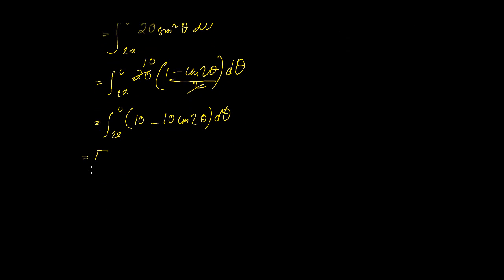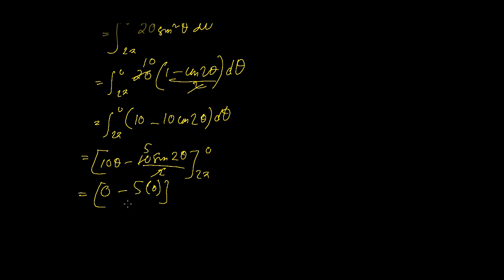So now if we integrate, 10 is going to be 10 theta minus 10. The integration of cos 2 theta is going to be this divided by 2, chain rule. So 2 5s are 10. Now if you put the limit, 10 zeros are 0 minus 5 sine zeros are 0, so that means 0. Now if you put 2 pi, 10 into 2 pi minus 5 sine 2 into 2 pi.